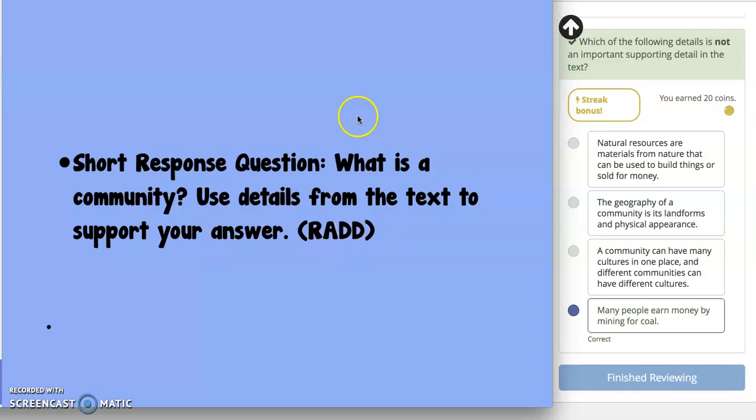Ladies, I need to see solid answers that are written in complete sentences and that are showing me your best effort. All right? I want to see them.